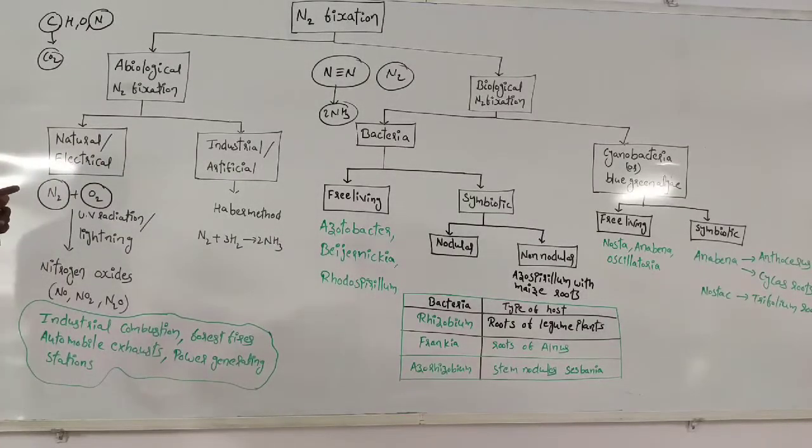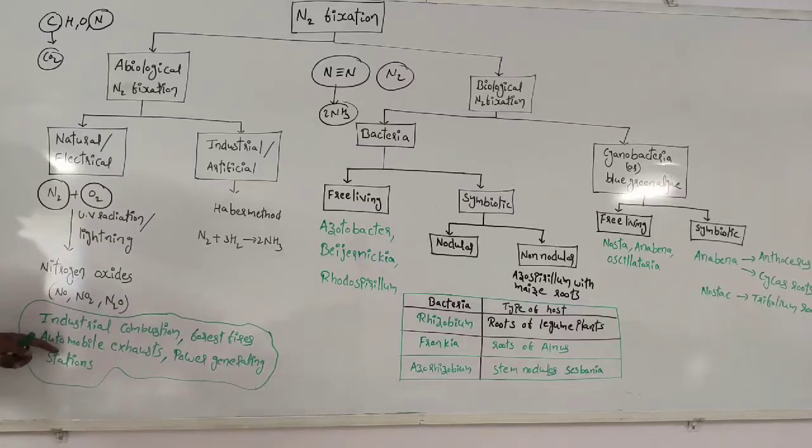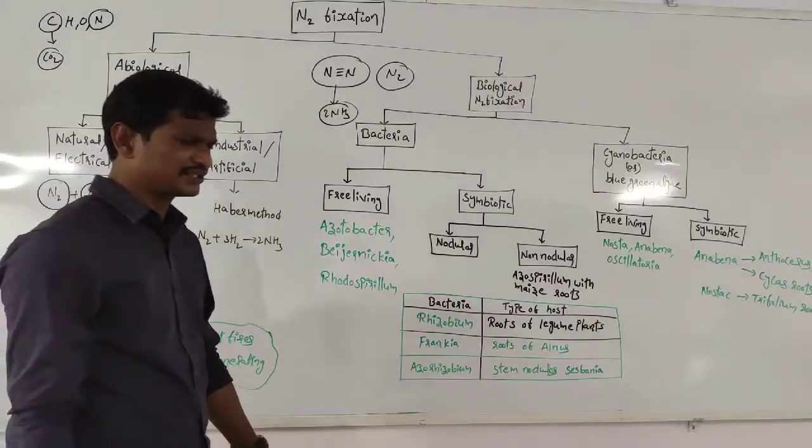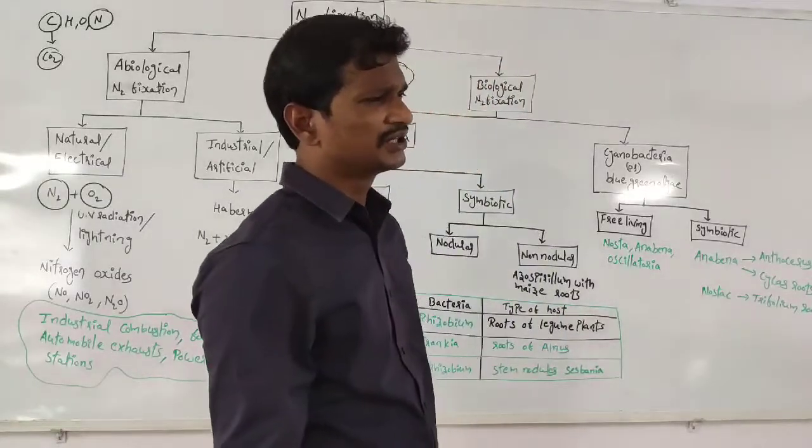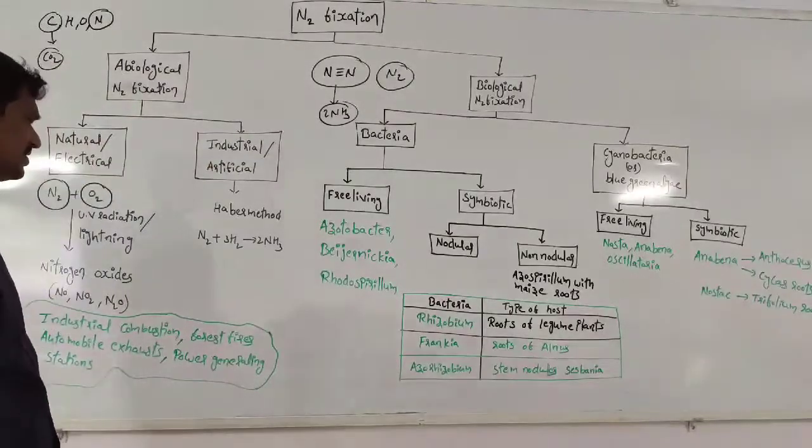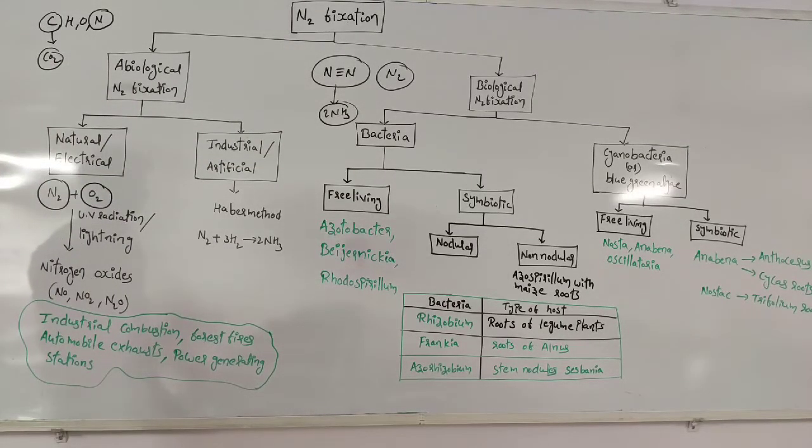So that is about the natural or electrical process. And the next one is the industrial or artificial nitrogen fixation process. See here, these are other sources for the artificial one: industrial combustion. Different types of factories are involved in the combustion of different types of materials, and during combustion nitrogen is released. Forest fires also release nitrogen content, which is added to the soil after the firing. Automobile exhaust and power generating stations also release nitrogen content. All these are sources that produce nitrogen oxides, which are involved in the nitrogen fixation process.